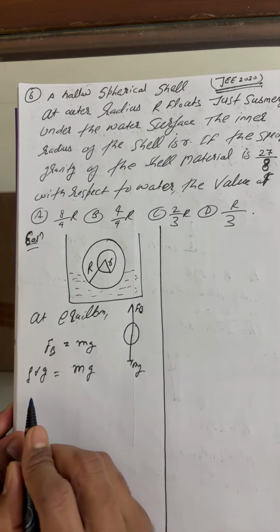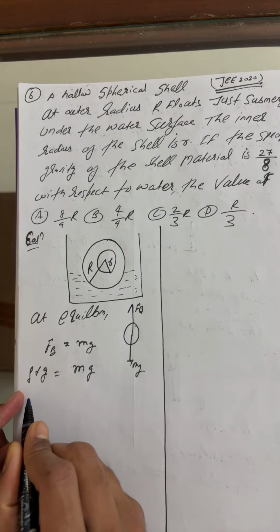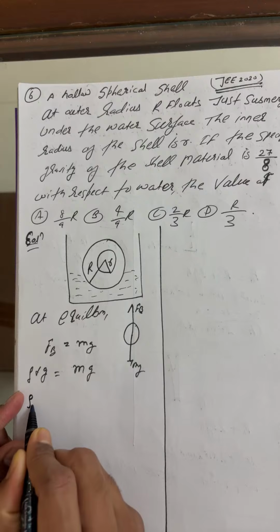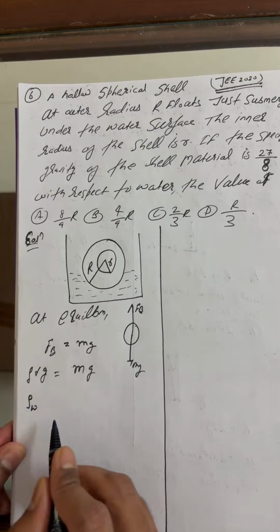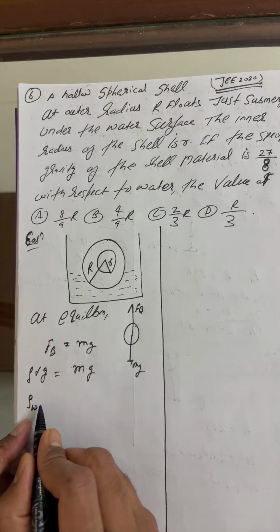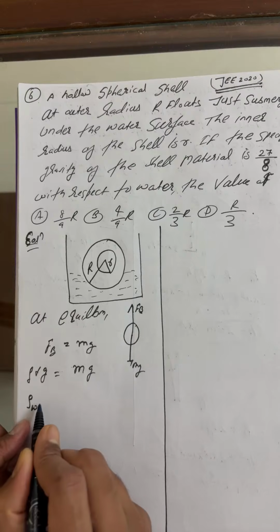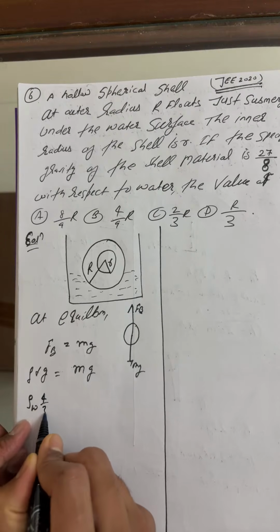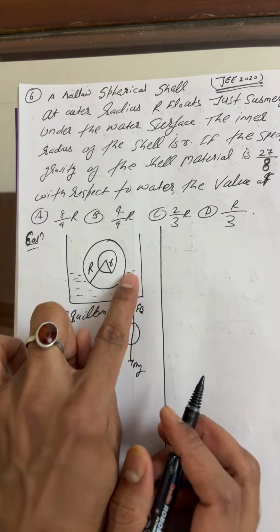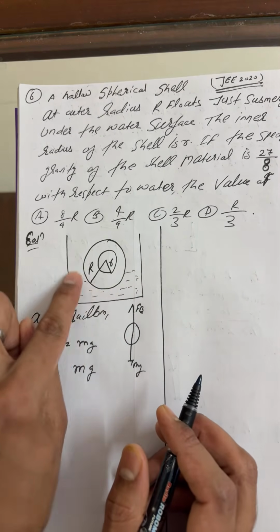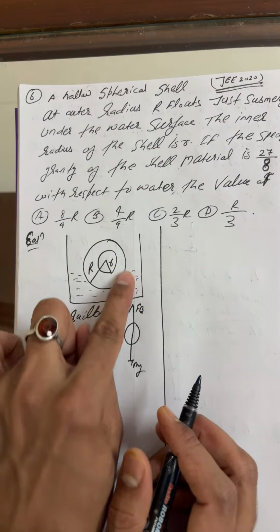Rho, what you can see, is the density of liquid. So this is the density of water. Yes, very good, Sagar. I'm very happy to see your reply. This is volume. Buoyancy will act on the entire surface of the hollow sphere, right, my dear.